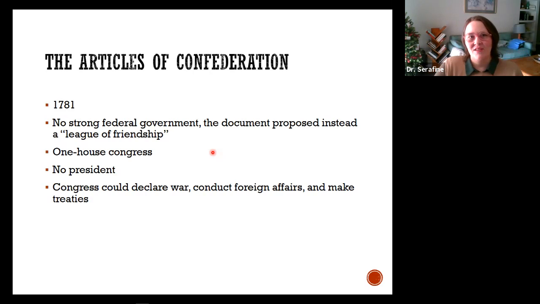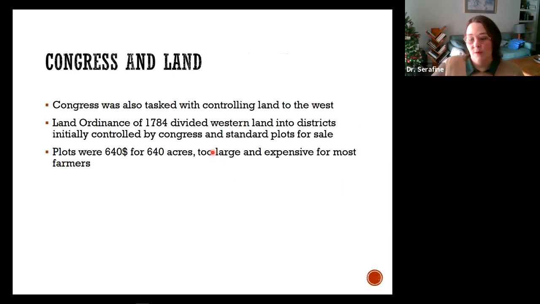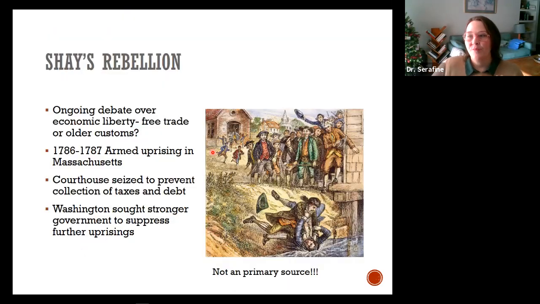Something happens in the winter of '86 and into the spring of '87. Something happens to help change Washington's mind, to encourage him to think, you know what, we do need a stronger federal government to protect property and to put down continuing unrest as all of this rabble, all these regular folk, continue to advocate for what they think the revolution is all about. That event is Shays' Rebellion.